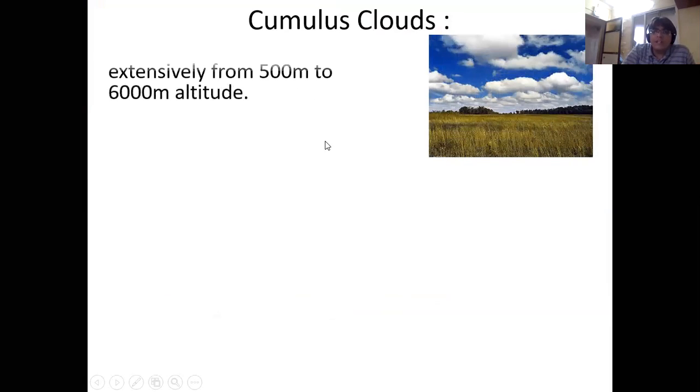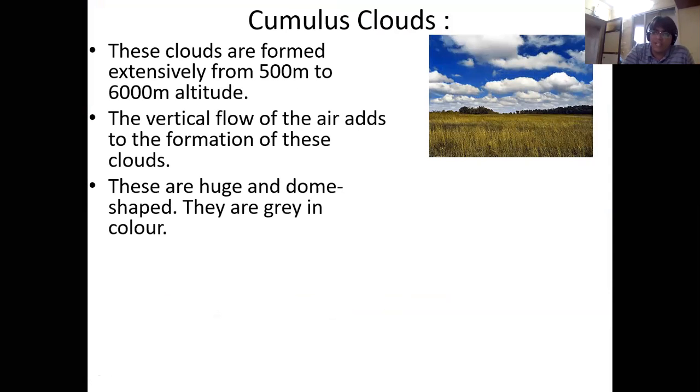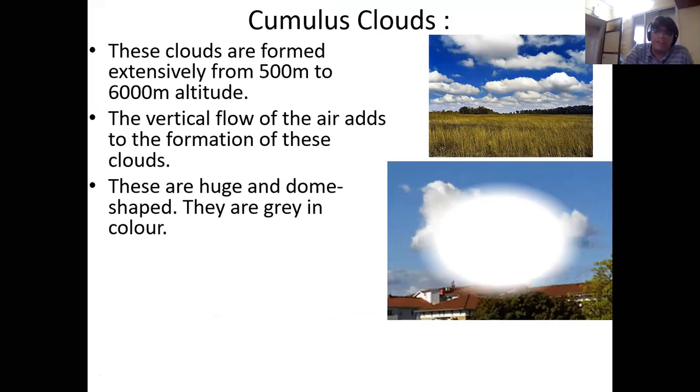Now comes the cumulus clouds. They are clouds formed extensively between 5,000 to 6,000 meters. The vertical flow of the air adds to the formation of these clouds. They are huge, dome shaped, and they are gray in color. Now these clouds do not have any specific height. They can be very huge as well.